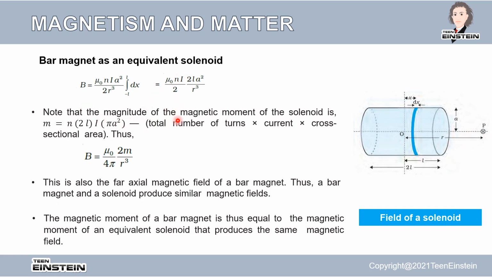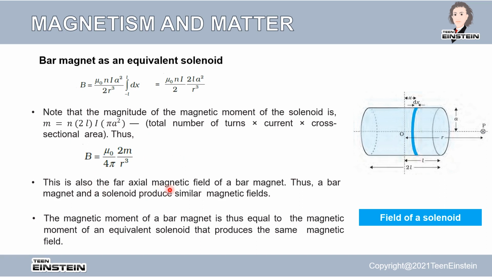Now note that the magnitude of the magnetic moment of the solenoid, M, will be N I A, where N is the total number of turns. N multiplied by 2L is the length of the solenoid, so this gives total N, multiplied by the current through the solenoid and the area of the loop, pi a square, a being the radius of this circle. If you replace n, I, 2L, a square and pi by M, then you get B equal to mu 0 by 4 pi, because there is a pi here, multiplied by 2M divided by r cube.